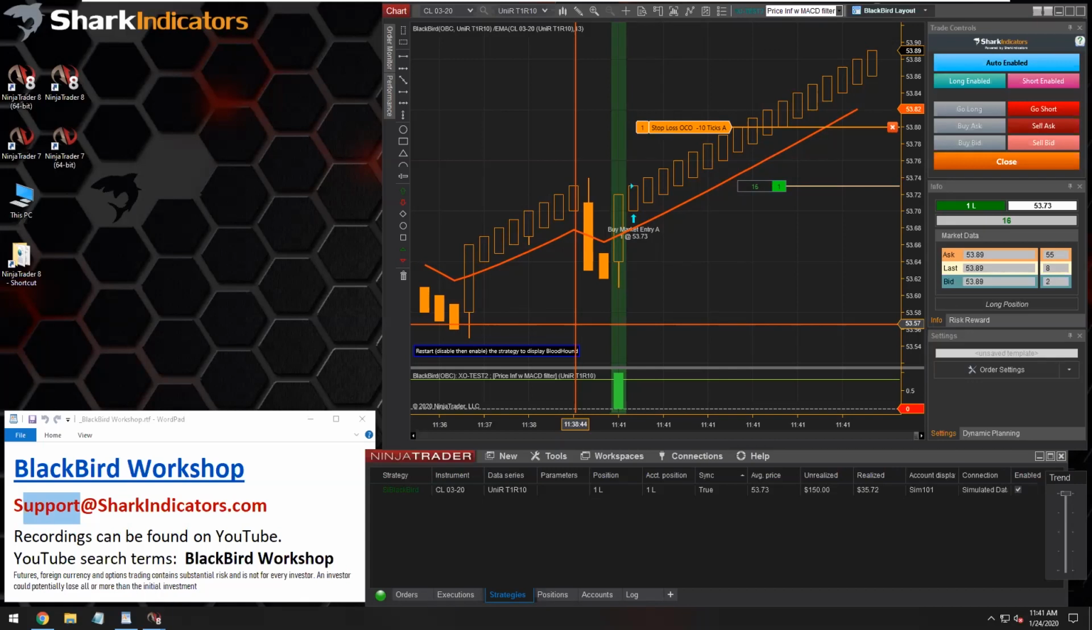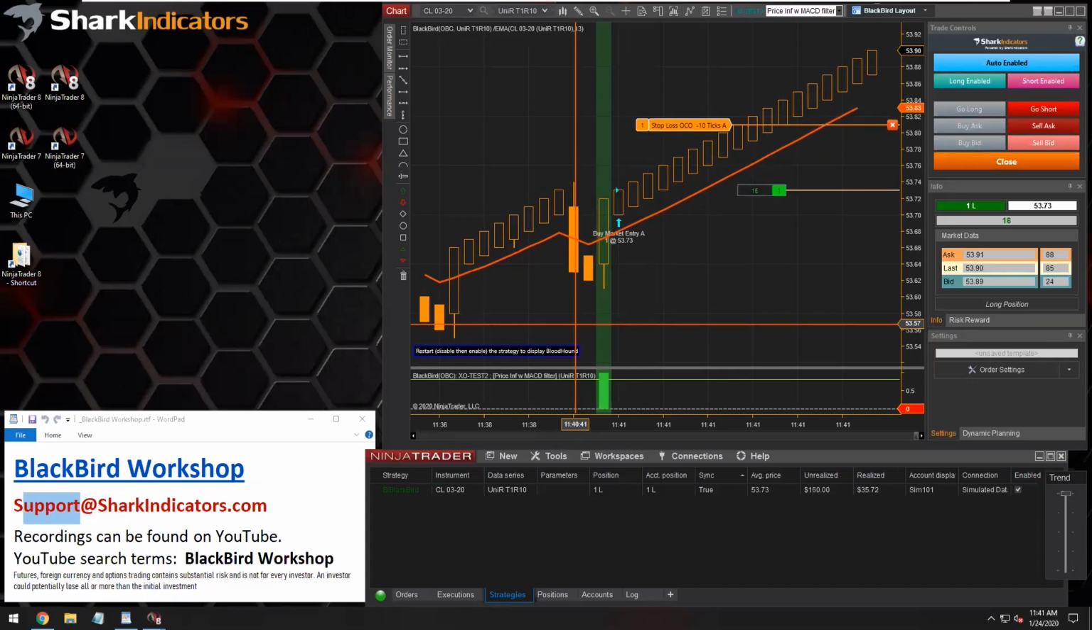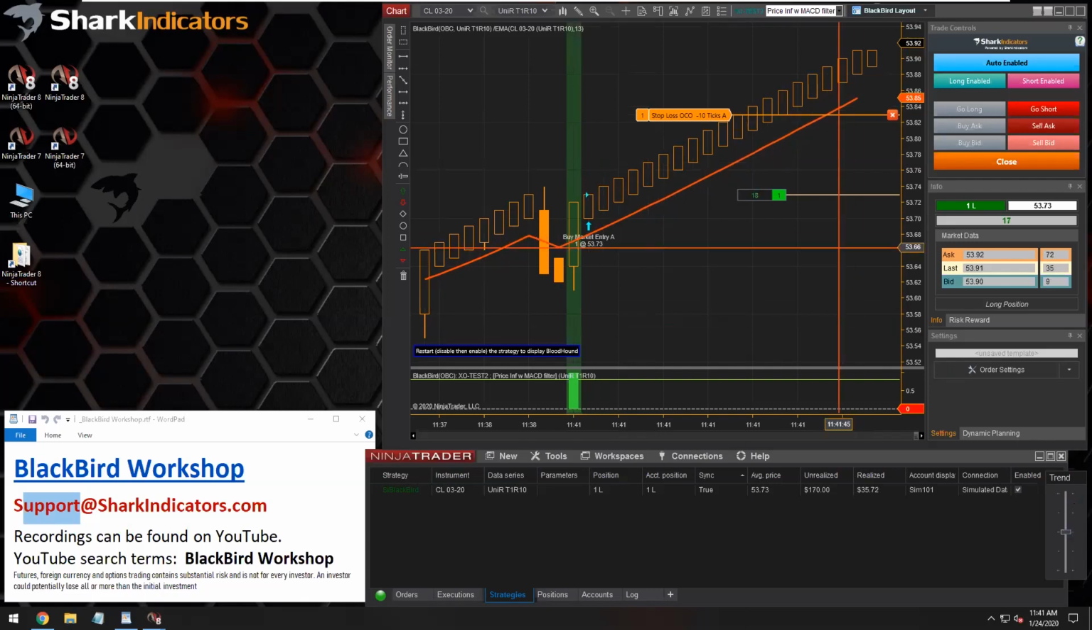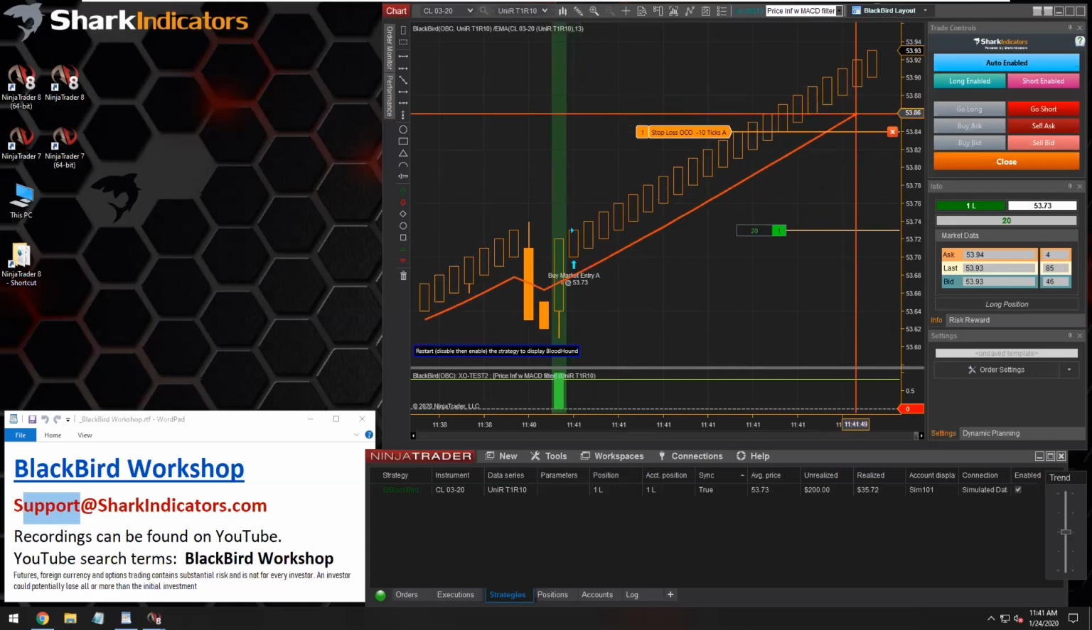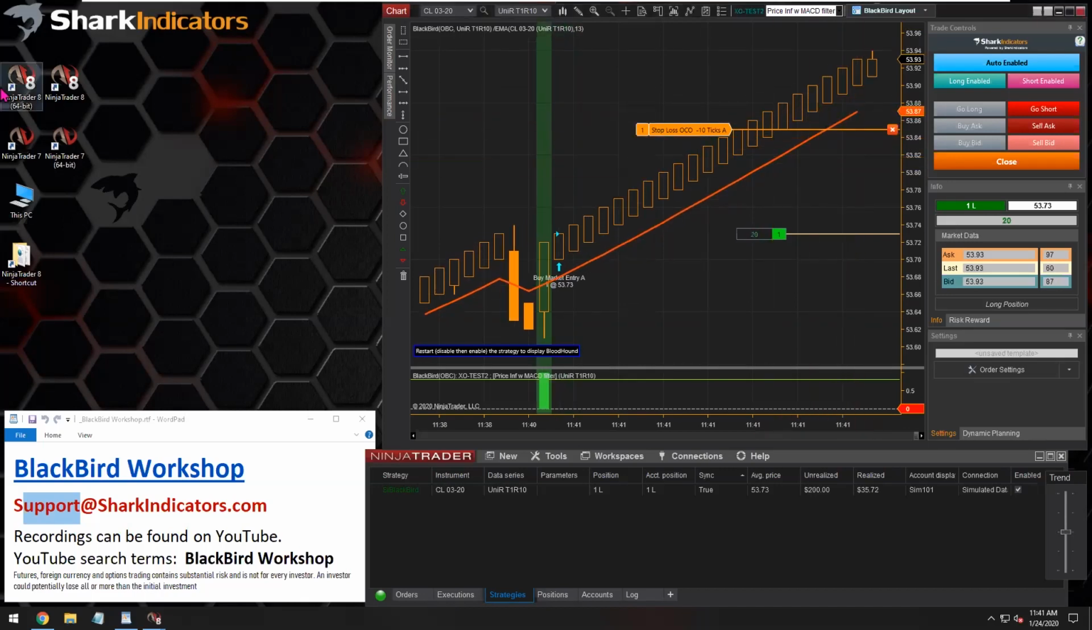Oh, you know what? I was setting the wrong... Let me neutralize this. You guys notice how there's a gap between the EMA and my stop loss here? That is because I think I typed in the wrong EMA period. The EMA on my chart is a 13 period, but as you saw, I was inputting an 18 period EMA into BlackBird. That's why the stop loss is not following that EMA precisely.